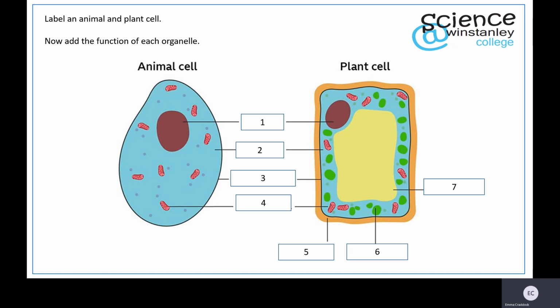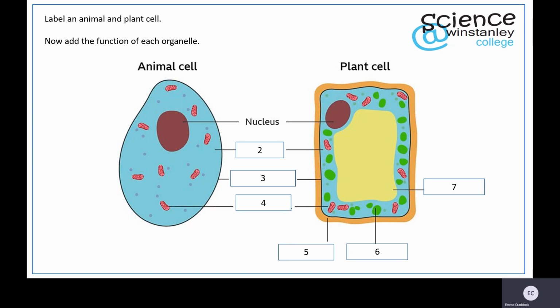At GCSE, you will have labelled an animal plant cell a lot, and you will have talked about the functions of each organelle. So what I would like you to do now is pause the video and have a go at labelling these cells and adding the function to each organelle. Let's see what you got.